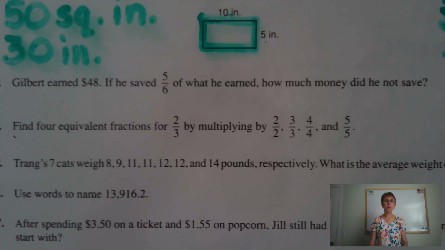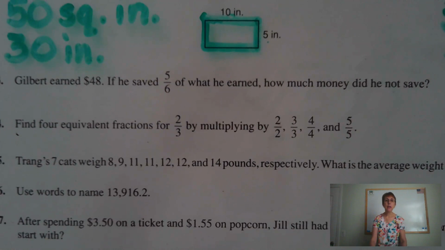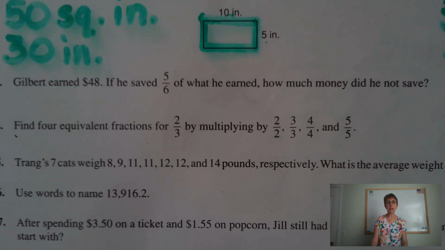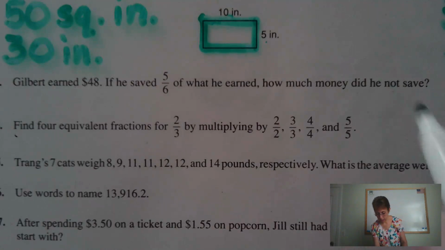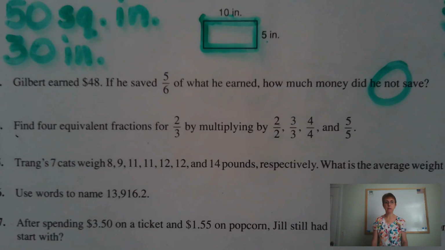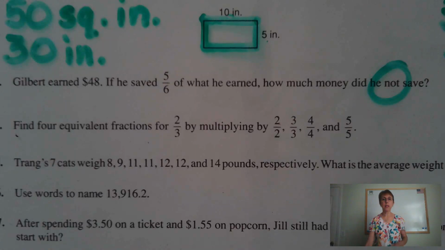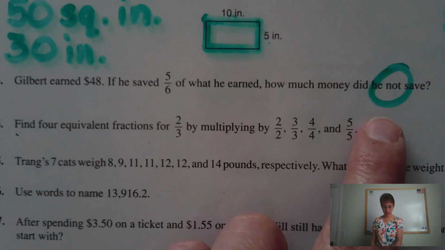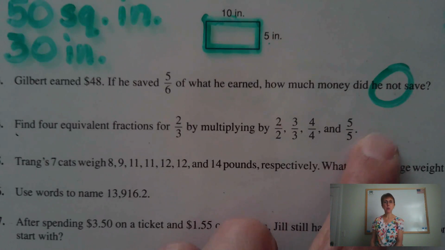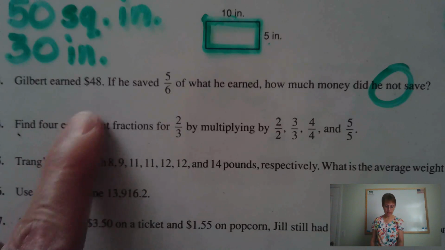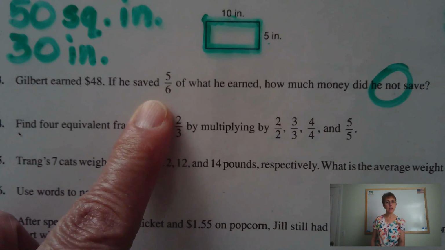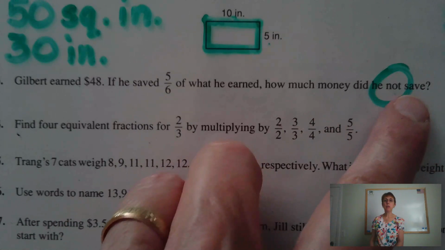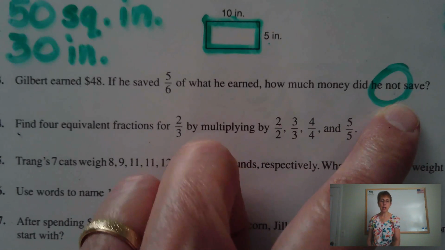Number 3. Gilbert earned $48. If he saved 5/6 of what he earned, how much money did he not save? All right, so now this is a multiple step problem. And we're going to need to be very careful because now it's not asking for how much he actually saved, even though it says he saved 5/6 of what he earned. The question is really asking for what he did not save.